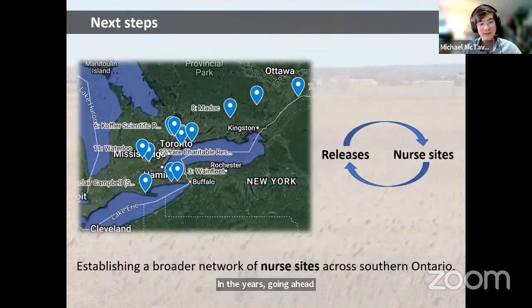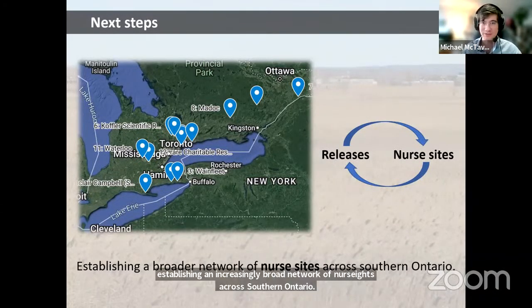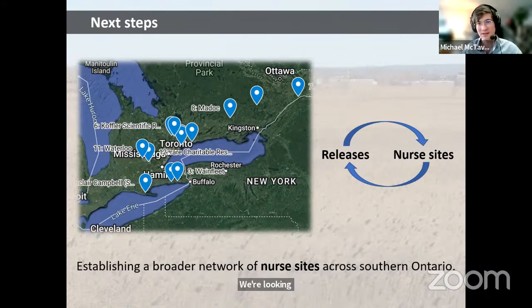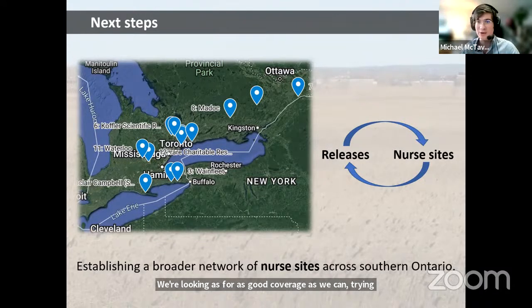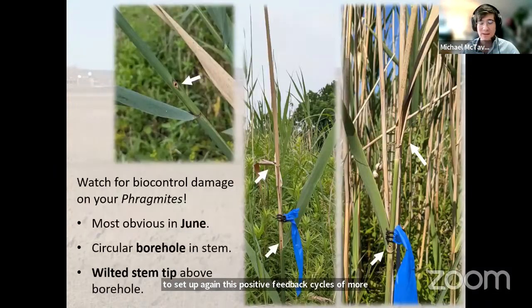And as we do this, we're going to be looking at establishing an increasingly broad network of nurse sites across Southern Ontario. We're looking for as good coverage as we can, trying to set up, again, this positive feedback cycle of more releases, giving us more nurse sites, allowing more releases. And I should flag that as more of these sites become developed across the landscape and we get some of that dispersal that we are hoping and expecting to have, it'll be increasingly important to keep an eye open for potential biocontrol damage on your very own Phragmites as well.